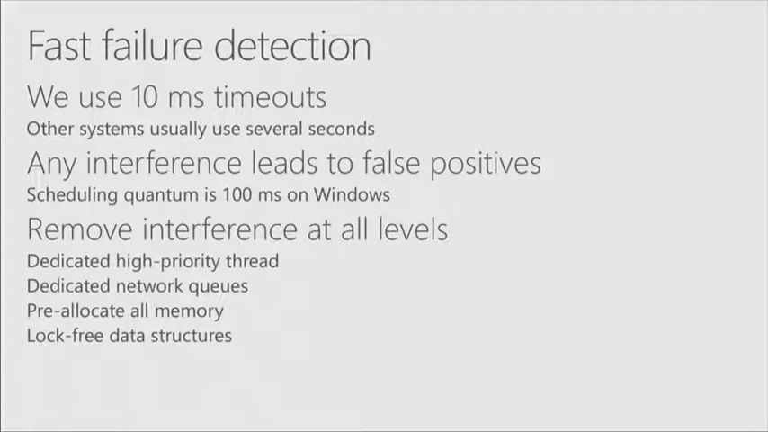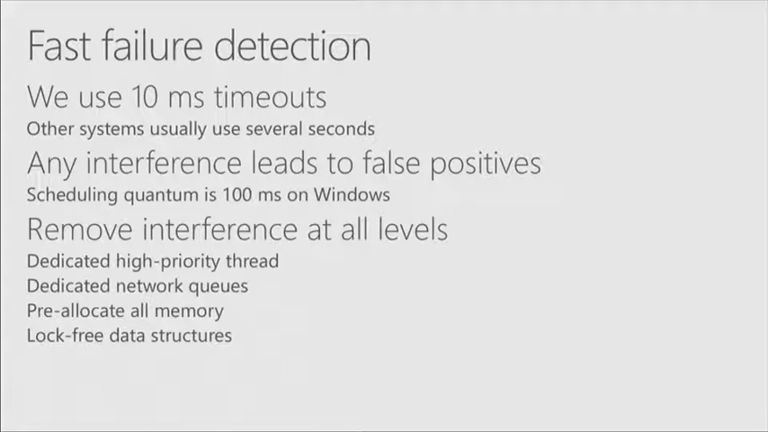So we use a dedicated high priority thread, we use dedicated network queues, and we pre-allocate all the memory needed for the failure detection. We also use lock-free data structures when exchanging messages and talking with other threads in the system.